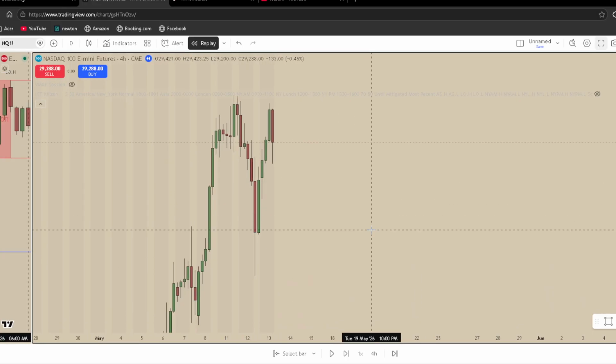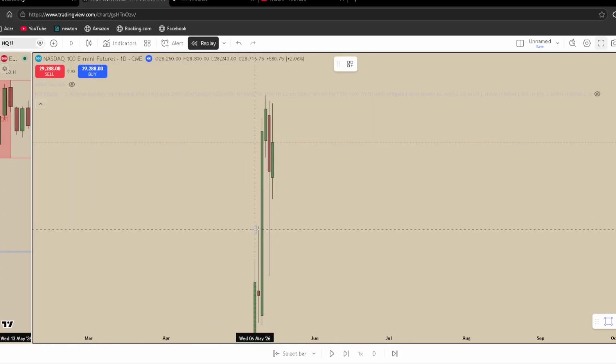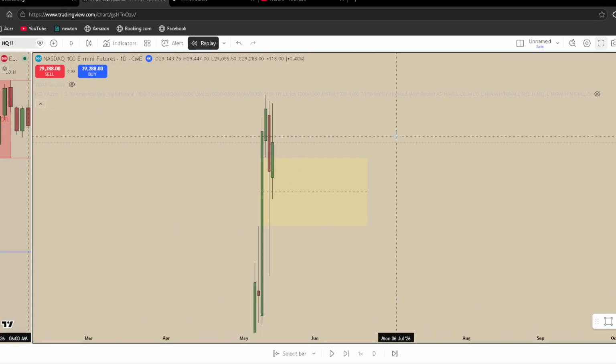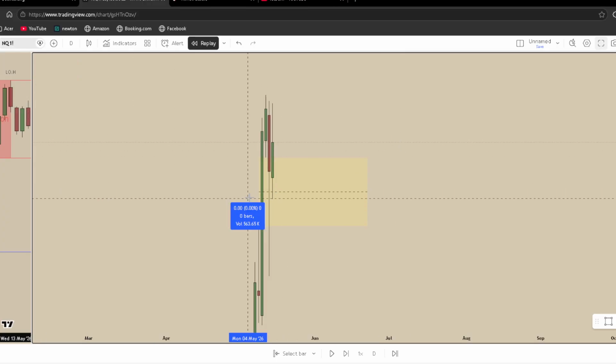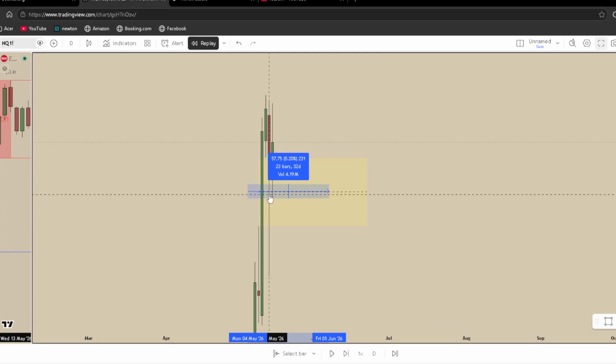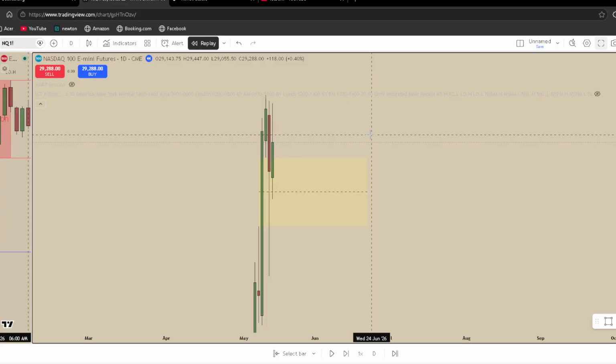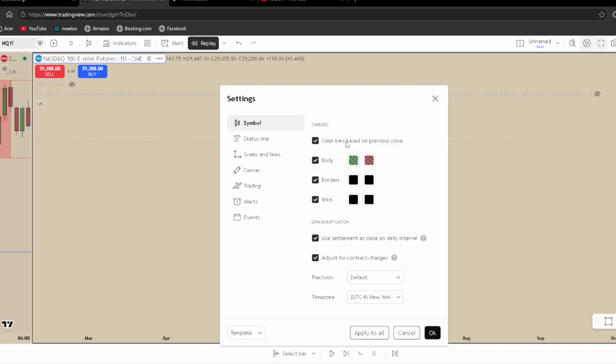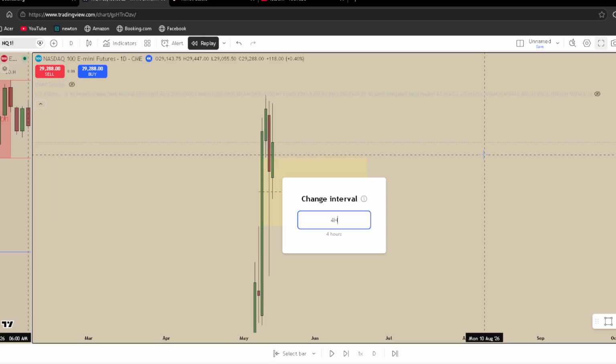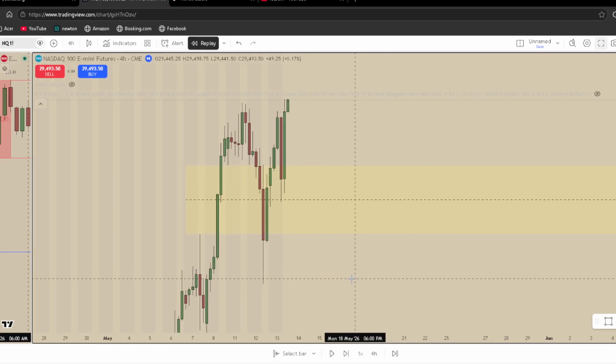Well, on the daily, we have this big daily gap that we displaced into yesterday, and we held it very well. You can see here, we wicked the CE not only on the previous day's candle, but also on the current day's candle overnight session. We wicked the CE, and we're trading higher. If I go to the 4-hour, not really anything to see.